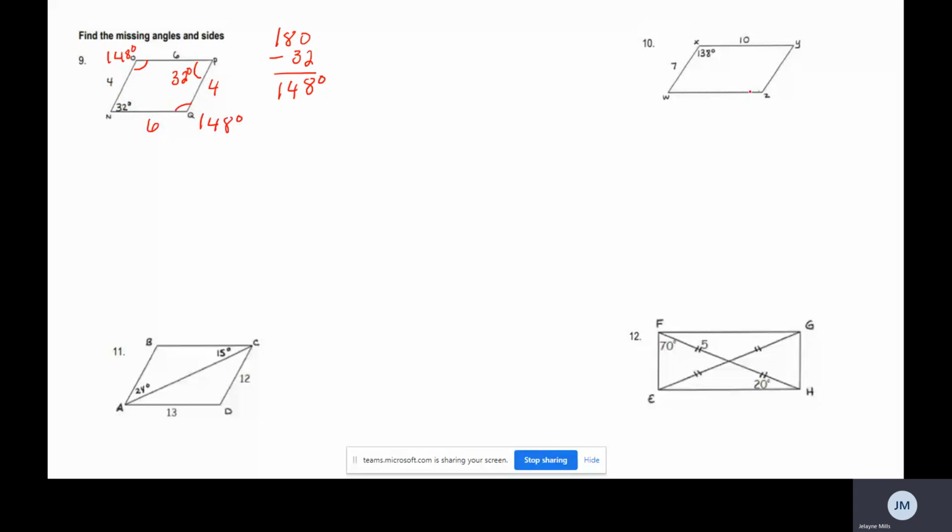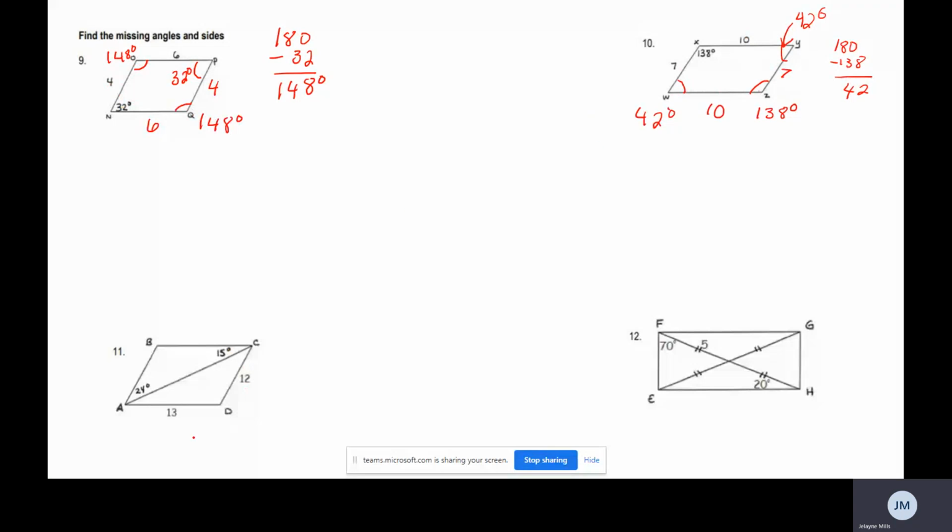All right, this one is pretty much the same thing. This one right here is going to be 138. So then to find this guy, you're going to say 180 minus 138 is 42. So this is 42 degrees. That means this guy is 42 degrees. And this guy, he's 7. That side is 7. That side is 10.